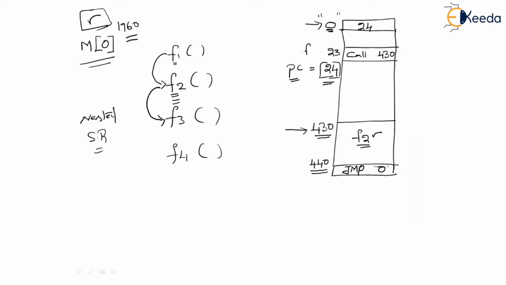So it is f1, it is f2. When f1 calls f2, f1's return address has been saved. What if f2 calls f3? Let us say f2's return address is 435. Where are you going to store this? If you decide to make a call from f2 to f3, then this 435 must be saved. At that time, this 435 is going to overwrite 24. This is the reason why nested subroutine calls are strictly prohibited.